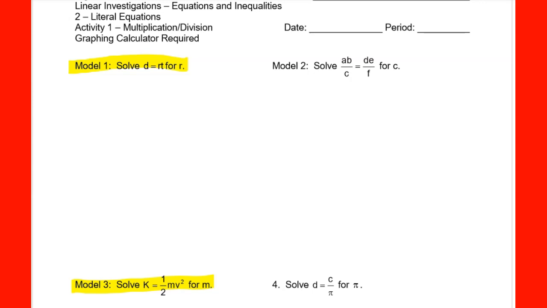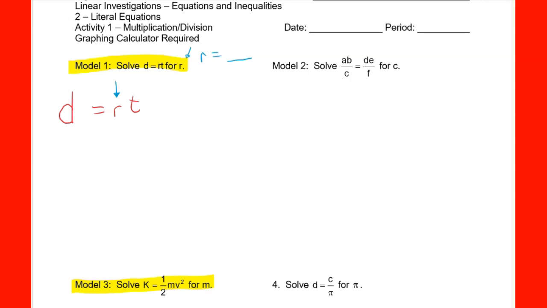If you take a look at model 1, it says d equals rt, and it's telling us to solve for r. When it says solve for r, that means the answer is going to be r equals something. We want r by itself. So the first thing I'm going to do is rewrite the problem so it's nice and big. d equals rt. Again, I'm trying to get r by itself.